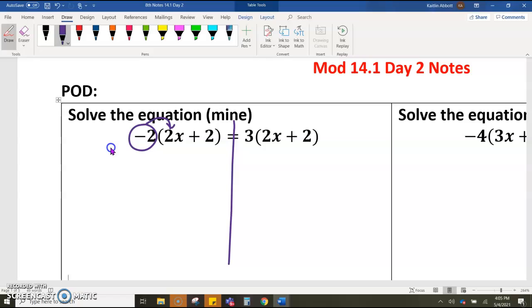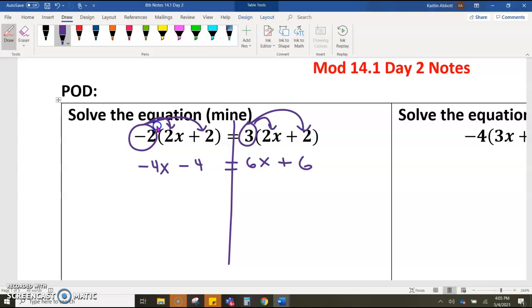Negative 2 times 2 is going to get us negative 4x, because there's an x on there. Then we're going to do negative 2 times 2, which is going to get us negative 4. There's no x because there wasn't any x on those. All right, then we're going to distribute this 3 to 2x. 3 times 2x is 6 x's, and 3 times 2 gets us plus 6.